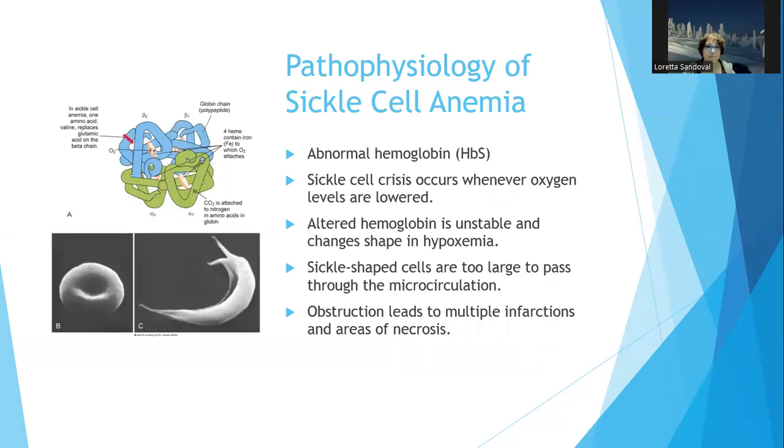So sickle cell anemia is characterized by an abnormal hemoglobin, which is called HbS. Remember, in molecular biology, the basic tenet of molecular biology, DNA codes for RNA, which codes for proteins. So if you have a defective gene, you're going to have defective RNA, which is going to make defective protein. Okay, so hemoglobin is a protein, and the defective gene causes abnormal hemoglobin.